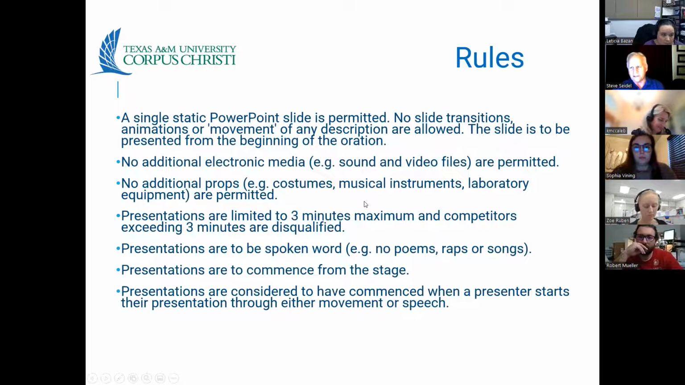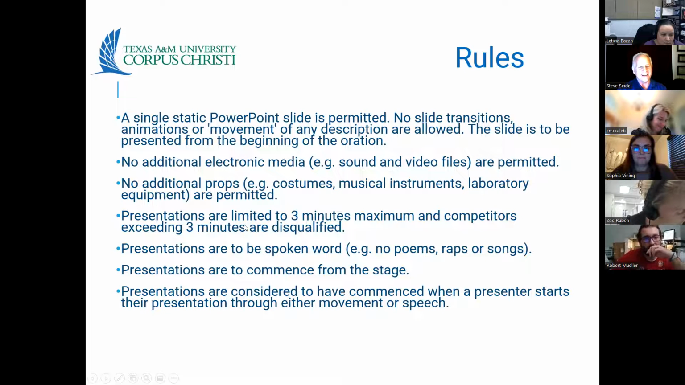Okay, so what are you allowed, right? You're allowed a single static PowerPoint slide. Okay, so no slide transitions, animation, and movements of any description are allowed. The slide is to be presented from the beginning of your talk to the end. Okay, you can't have anything else. No additional electronic media, sound, video files. I think someone's asked me before, can I have a pointer? And I'm going to say no. Okay, to that. So yeah, can't have costumes, musical instruments.